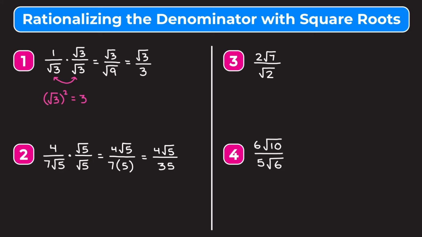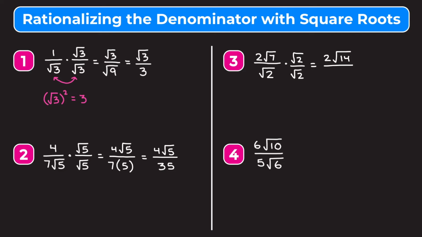Let's take a look at example 3, which is 2 times the square root of 7 over the square root of 2. We're trying to get rid of the square root of 2 in the bottom, so we're going to multiply the top and bottom of our fraction by the square root of 2. On the top, when we multiply 2 root 7 by root 2, we have to multiply the numbers under the root. So we'll leave the 2 on the outside, and then 7 times 2 is 14, so we get 2 times the square root of 14 on the top.